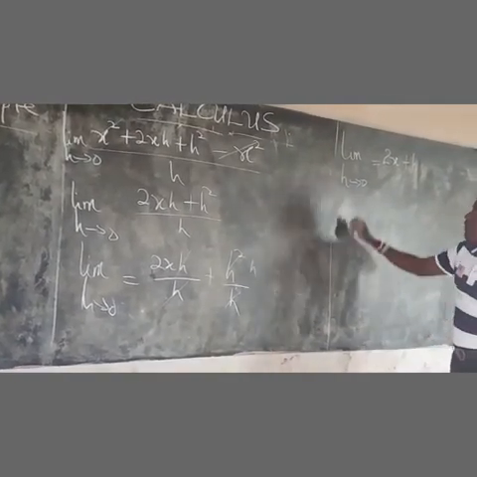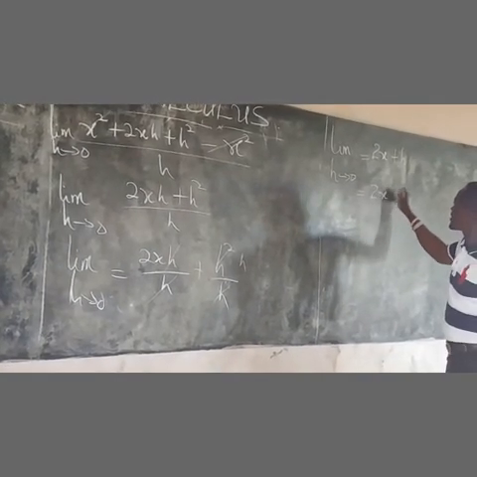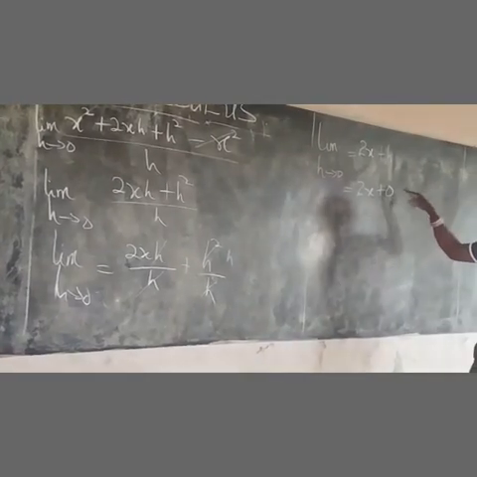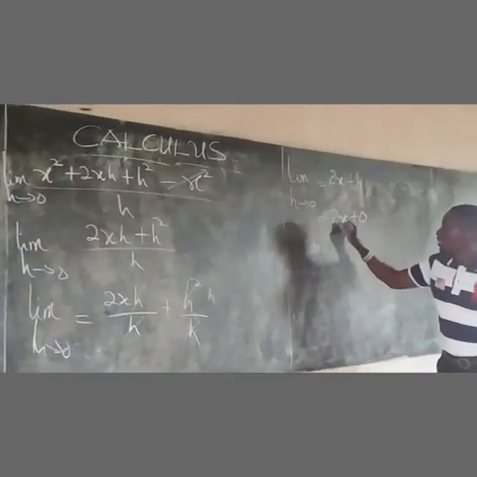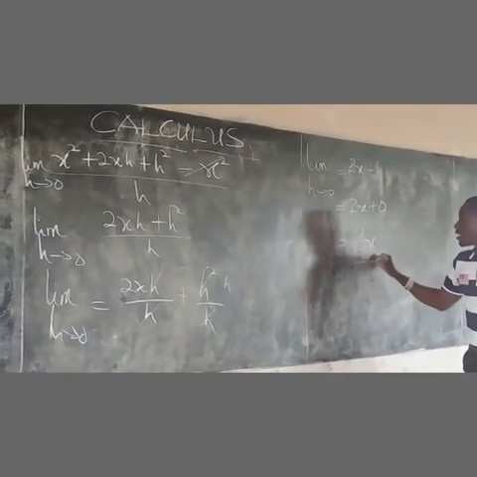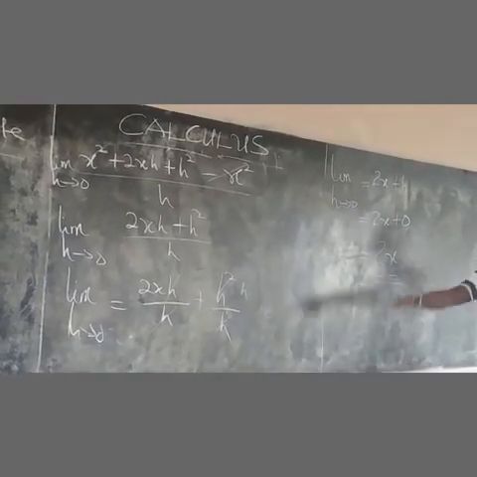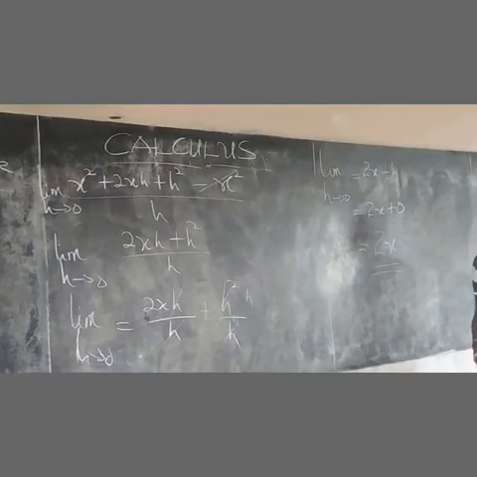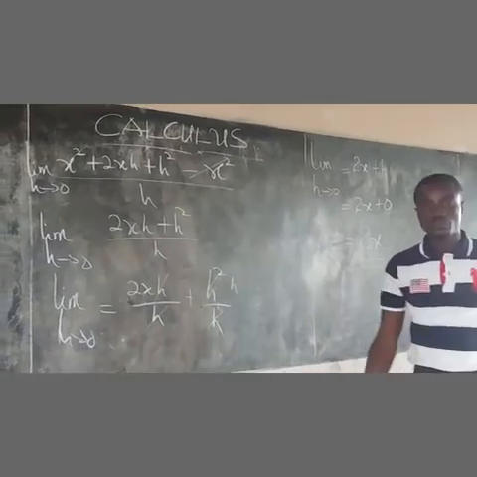So our gradient function will be equal to 2x plus 0. Somebody may ask, where is the 0 from? The 0 is the value for what? h. So 0 plus 2x is the same as 2x. Now have you seen that we've gotten 2x for x squared? So that is how you differentiate from the first principle.